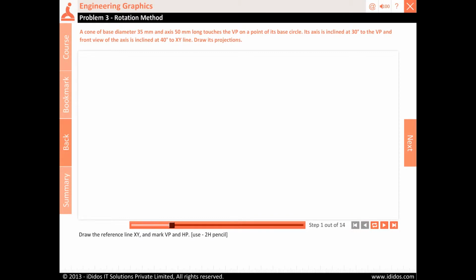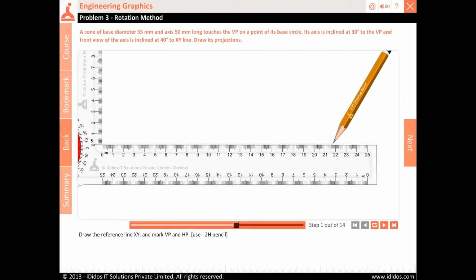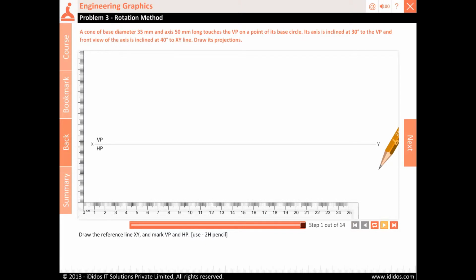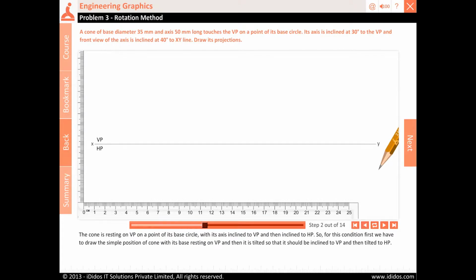Draw the reference line XY and mark VP and HP. Use 2H pencil. The cone is resting on VP on a point of its base circle with its axis inclined to VP and then inclined to HP. So, for this condition, first we have to draw the simple position of the cone with its base resting on VP, and then it is tilted so that it should be inclined to VP and then tilted to HP.